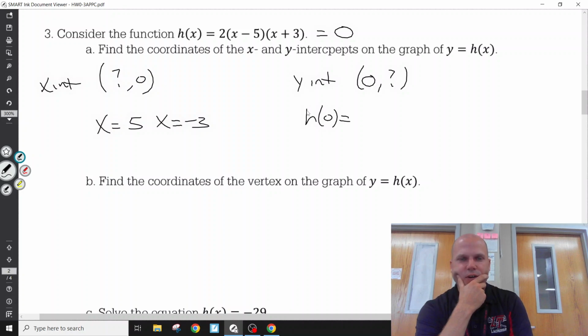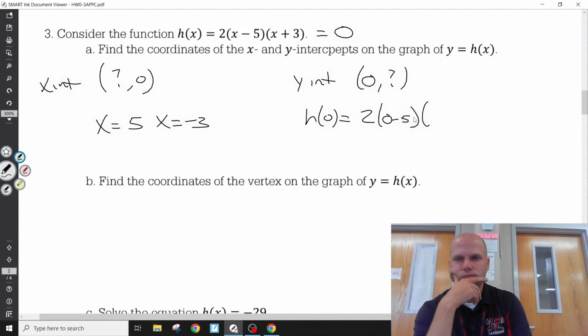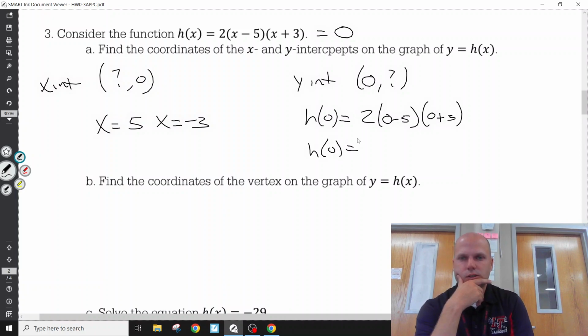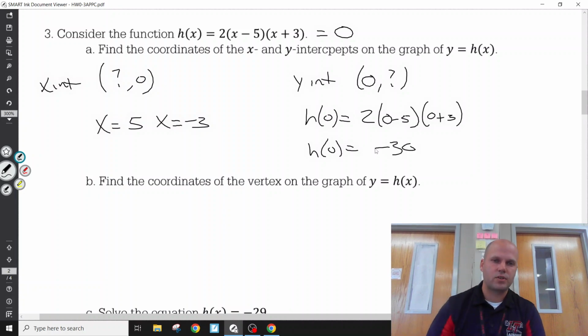Plugging in 0 for x in the function h, I get 2 times negative 5 times positive 3. I should probably put 0 plus 3. And I get 2 times negative 5 times 3. 2 times negative 5 is negative 10, times 3 is negative 30. Okay, so there's the y-intercept.